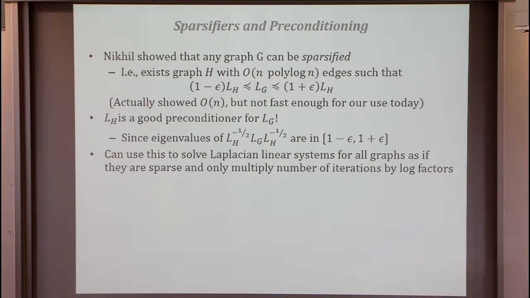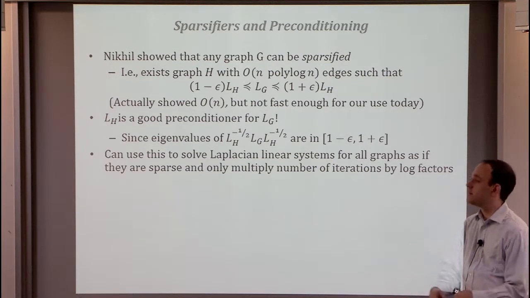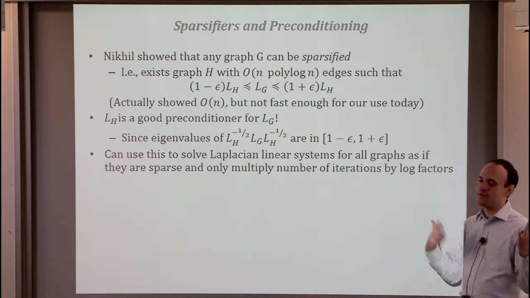So this does almost tell us something. It almost tells us that you can use Laplacian linear systems for all graphs as if they're sparse. And all you do is multiply the number of iterations by a log factor. So that's already a non-trivial assertion, right? It says you can solve dense graphs in a time, using a logarithmic number of iterations of a sparse graph. So you've already saved a factor of almost n.